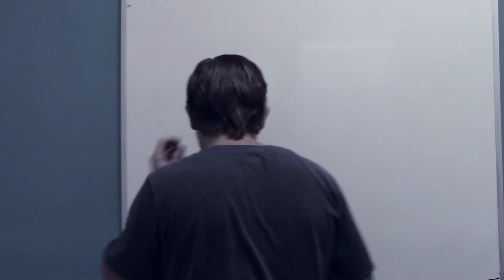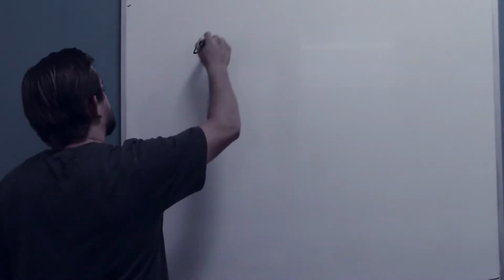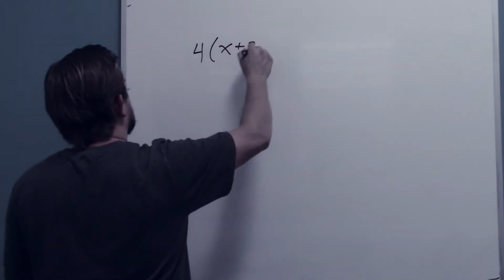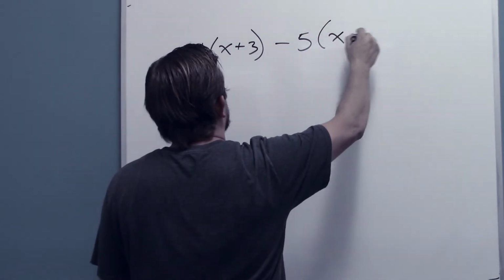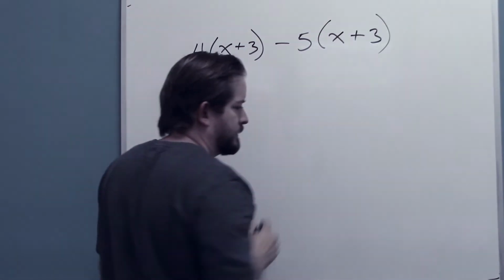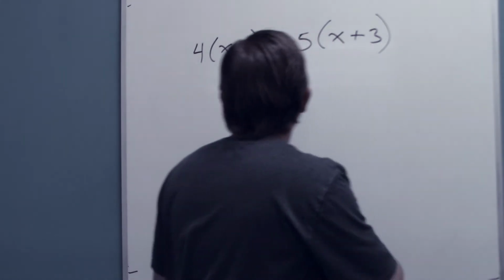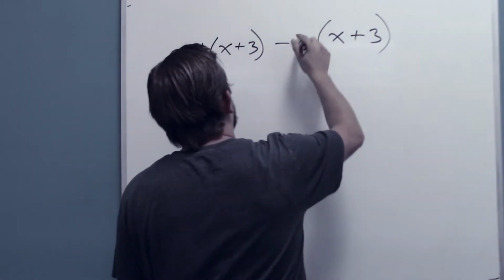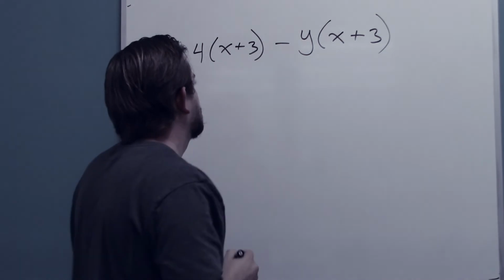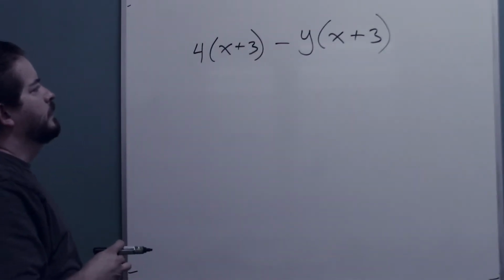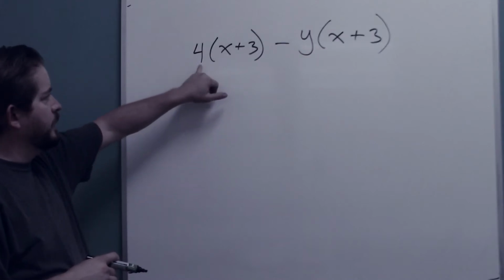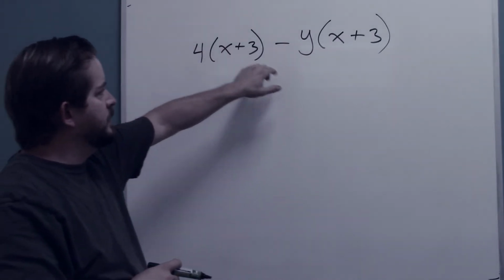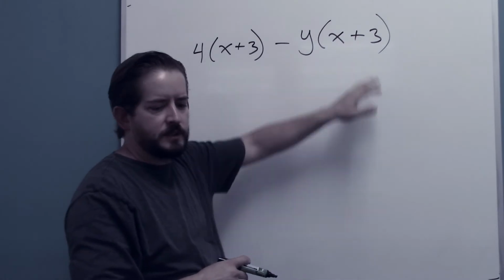Okay. So sometimes you might see things like, in fact, let me just call this a y for now. But each of these I can treat like terms, right? I have 4 multiplied by this x plus 3. I have this y multiplied by x plus 3.